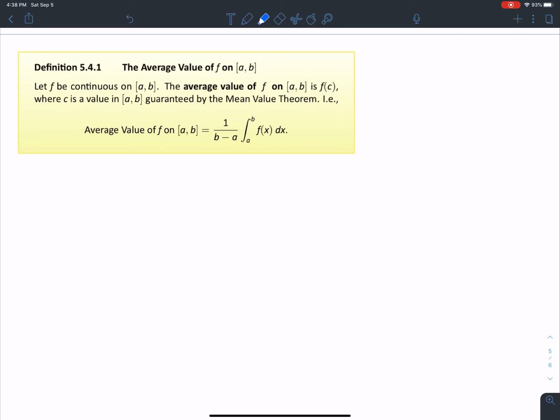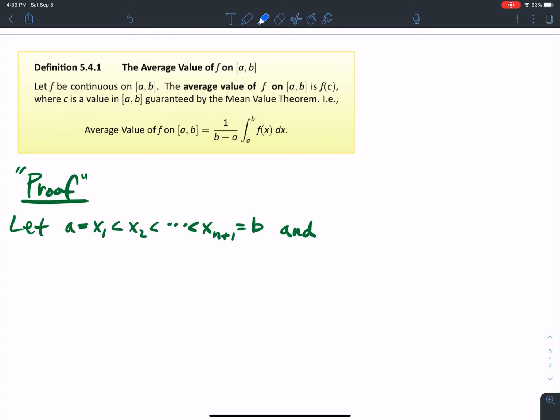So with this particular one, the proof, we start with a partition of the interval a to b. So I'm going to start at x1, and pick x2, x3, x4, all the way out, dot, dot, dot, until I get to my x sub n plus 1, which I call b here. And then I'm going to pick a ci in the ith interval between x sub i and x sub i plus 1.